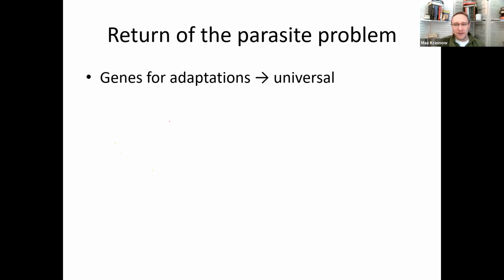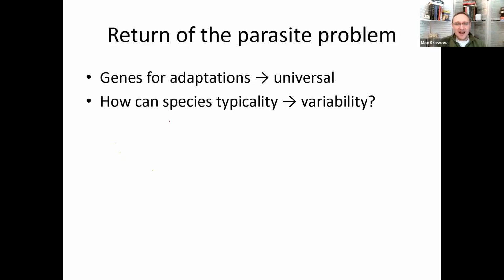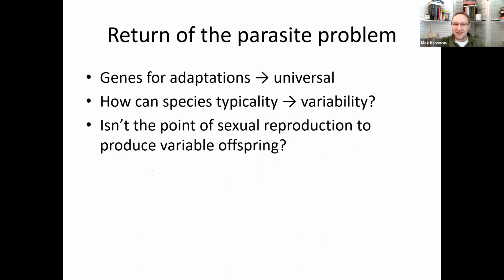But I hope at least some of you are thinking to yourself, wait a second, doesn't this cause a problem for why sex evolved in the first place? If we need genes that code complex adaptation to be universal, then how can species typical genes that are in both parents lead to variable offspring? Isn't the whole point of sexual reproduction to produce offspring that are variable from their parents so that their pathogens don't have a head start in exploiting them? Wasn't that how we got to sexual reproduction in the first place? That's the confusion you should have right now.